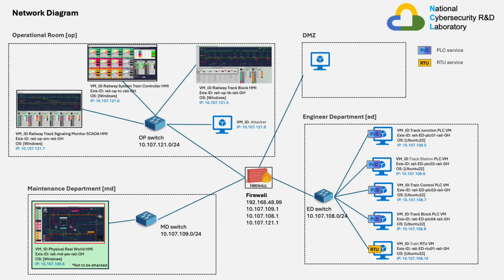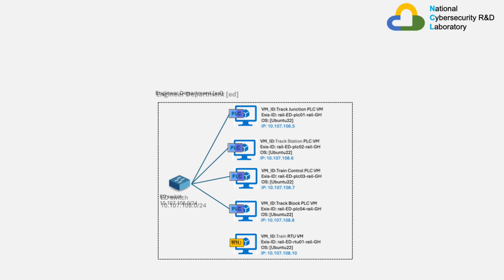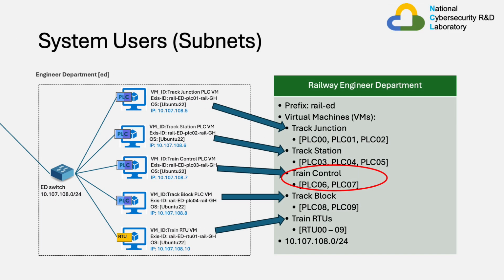Right, now let's go through a quick recap of the railway network. For the engineering department, remember that there are 4 VMs for controlling the PLCs and 1 VM for controlling the RTU. Today, we'll be focusing on the train control PLC VM, which is for PLCs 6 and 7. These PLCs are responsible for controlling the third track power input switch, which provides power to the trains.